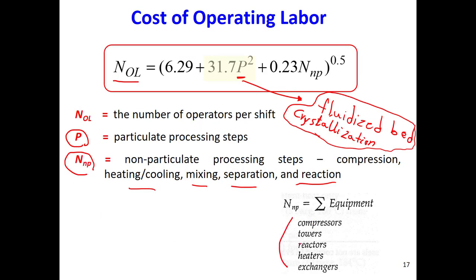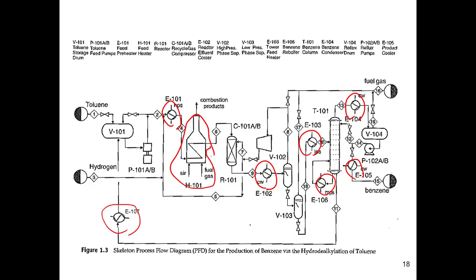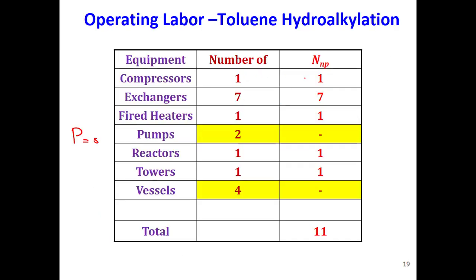Compressors, towers, reactors, heaters, and heat exchangers are considered non-particulate. Pumps and vessels are not here. You can see in this list, pumps and vessels are not included. So compressor is non-particulate, heat exchanger they are. Heaters they are, pumps they are not, so we don't count them. Reactors they are, towers they are, vessels they are not. Totally how many non-particulate? I have 11 non-particulate processing steps. This is the number of non-particulate.